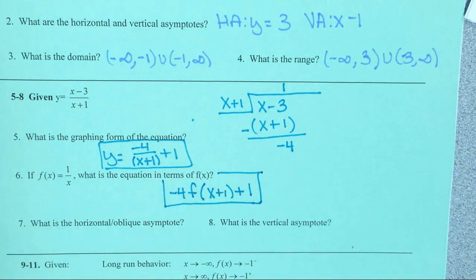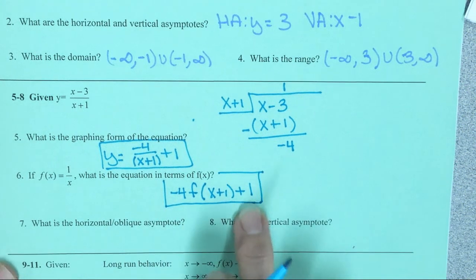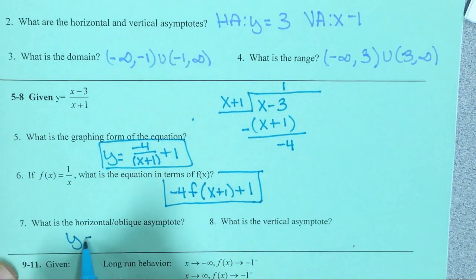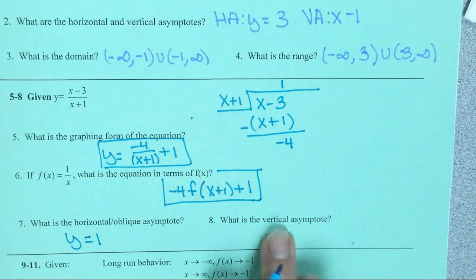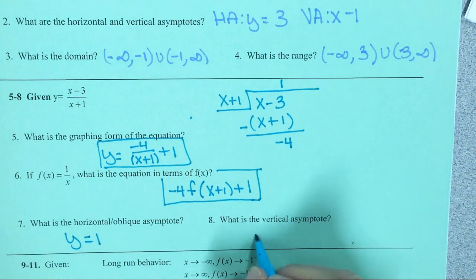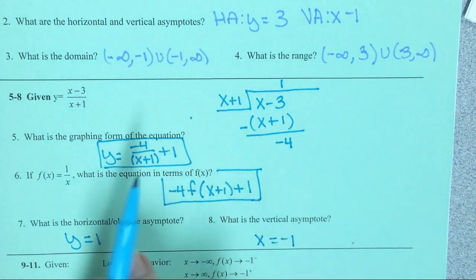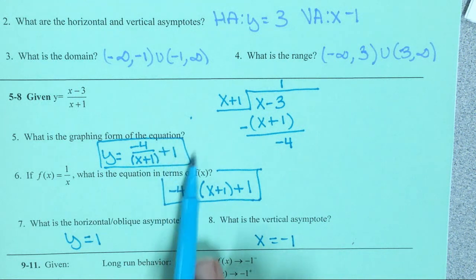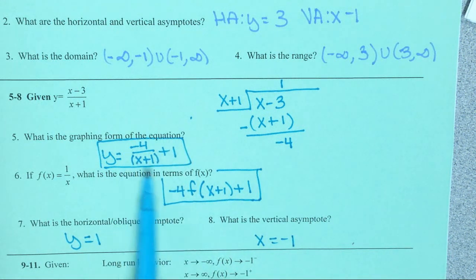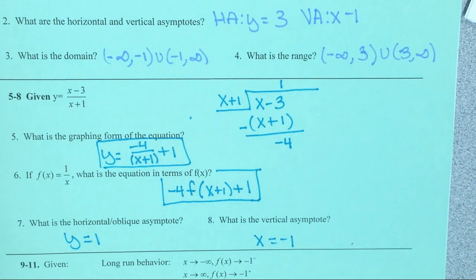There we go. They want to know the horizontal or oblique asymptote. This is a horizontal asymptote of y equals 1. It's got a vertical asymptote of x equals -1. Remember, your horizontal asymptote is out here. That's shifting me up and down. Whatever's in here is shifting me left and right, and that's my vertical asymptote.